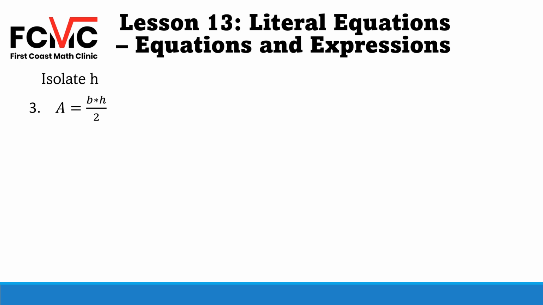So number 3, we have the formula for area of a triangle. So area equals base times height divided by 2. So our build, and we want to isolate the height now, h. Well, if we substitute a value in for h, what's the first thing we're going to do? We're going to multiply by b. And we're going to divide by 2.